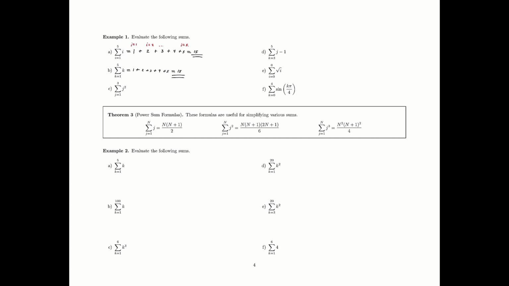All right. Part C. Here our expression's a little bit different. Now our function is the squaring function. So this would be 1 squared plus 2 squared plus 3 squared, and that's where we would stop. So this becomes 1 plus 4 plus 9, which is 14.